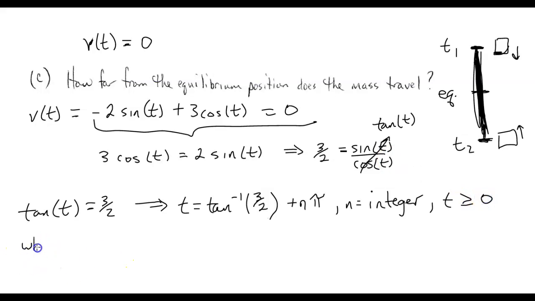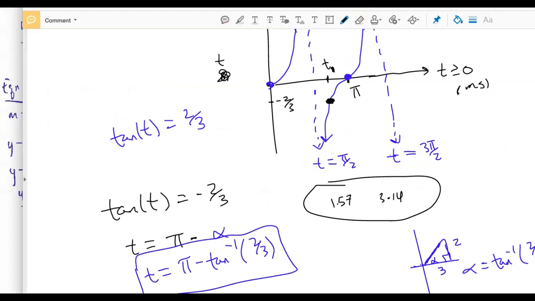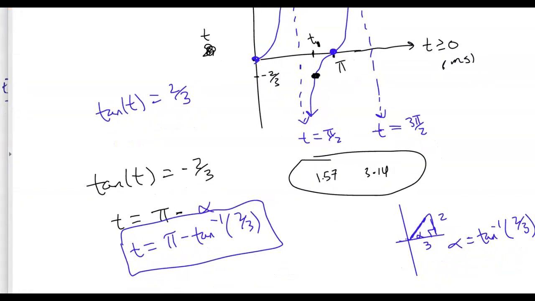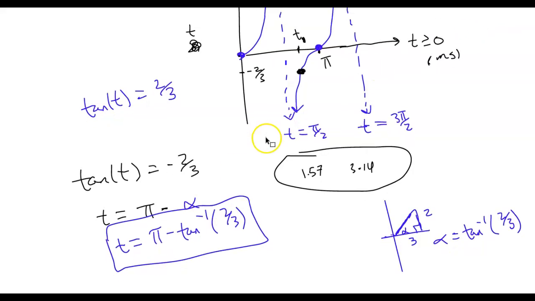So here I can say when n is equal to 0, then that means that t is just tangent inverse of 3 over 2. And since these numbers are positive here, I know that that translates to, and I'll go back to the graph here. What happened? Don't know what happened there. Let's try that. Okay, got that together here.